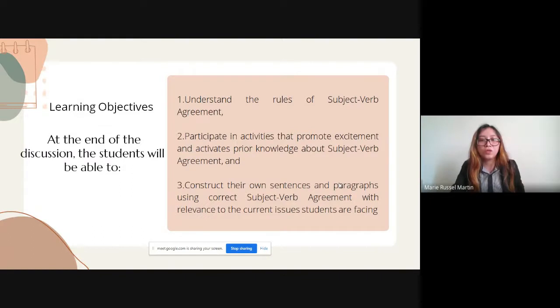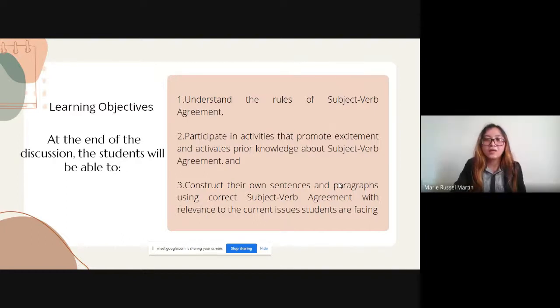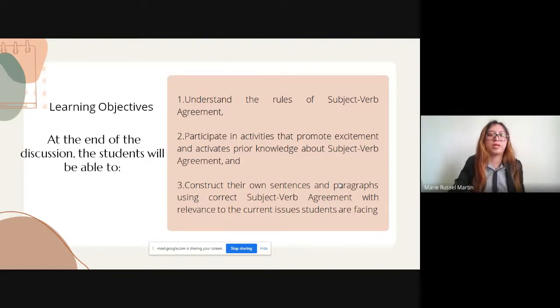Thank you. Julie, please read the second learning objective. Number 2, participate in activities that promote excitement and activate prior knowledge about subject-verb agreement. All right. Lastly, yes, Hiram, please read the last. Construct their own sentences and paragraphs using correct subject-verb agreement with relevance to the current issues students are facing. All right. So those are our expected learning objectives at the end of the lesson.